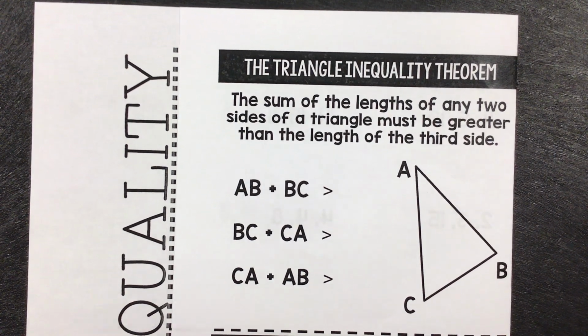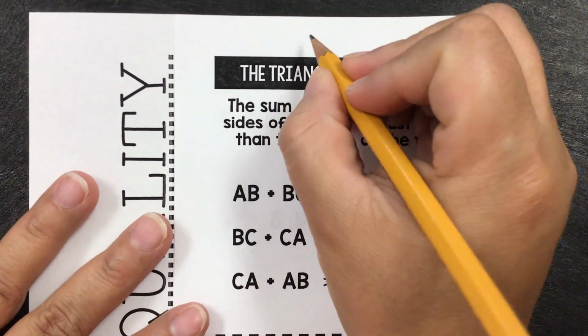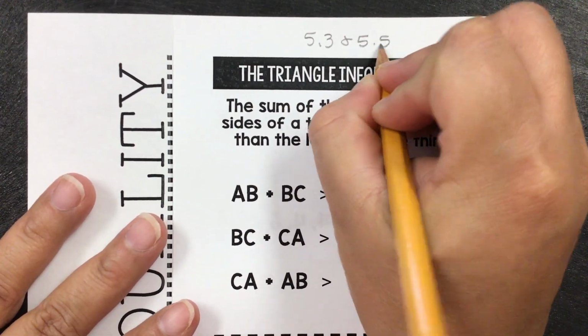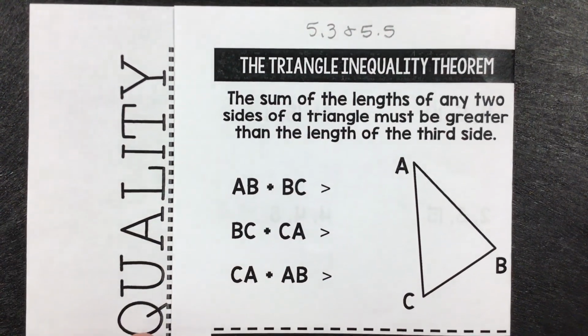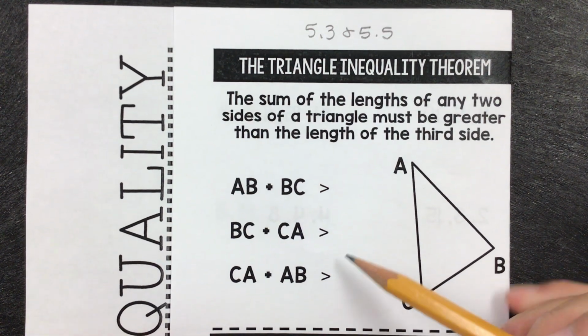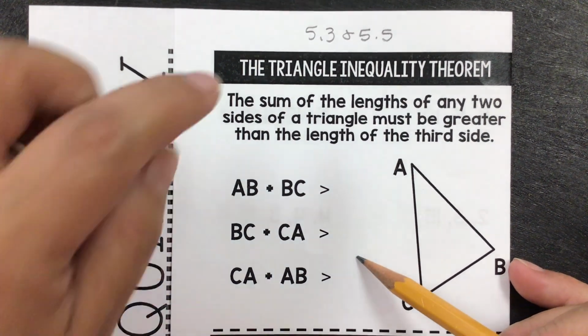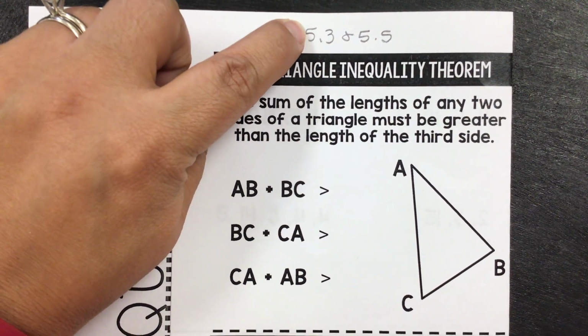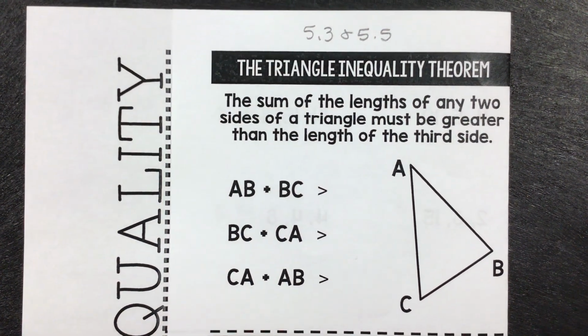This is the notes for sections 5.3 and 5.5. 5.5 has to do more with lengths, and that's what we're looking at here. The same application goes to angles, and that's why we're going to go ahead and do the notes together. And I'll talk about that here in a minute.